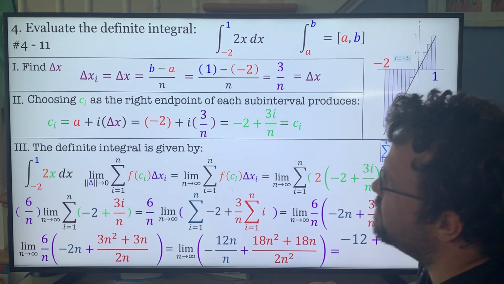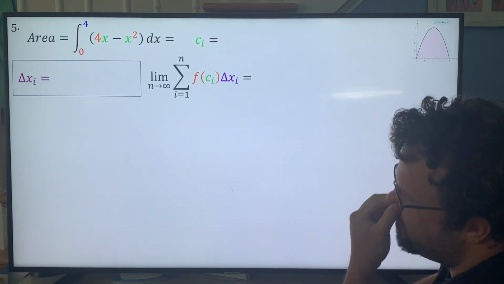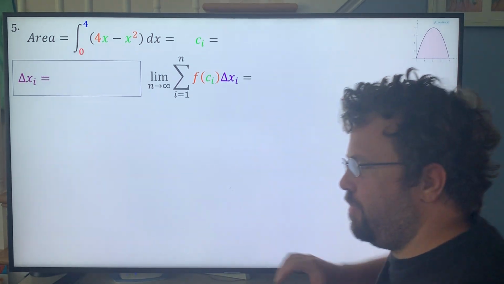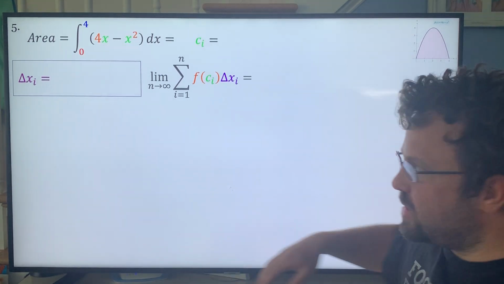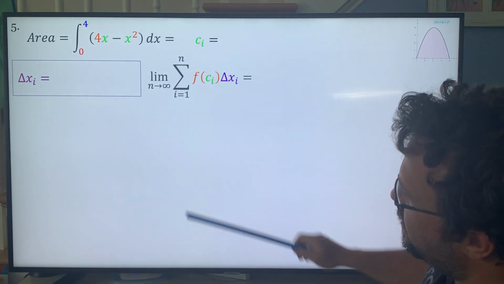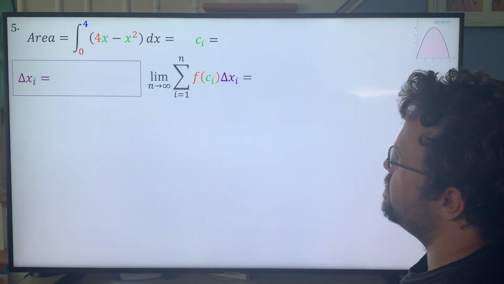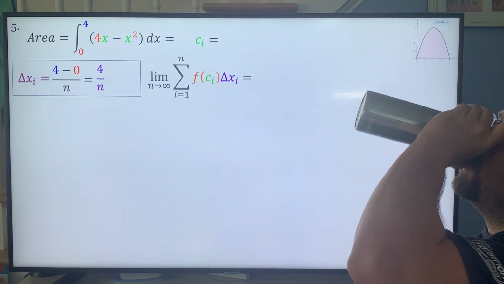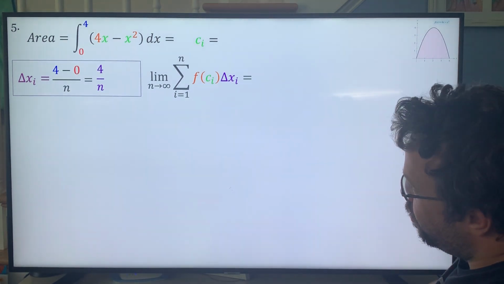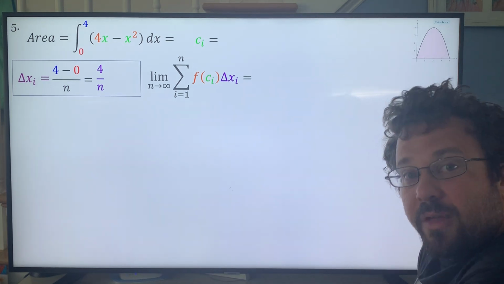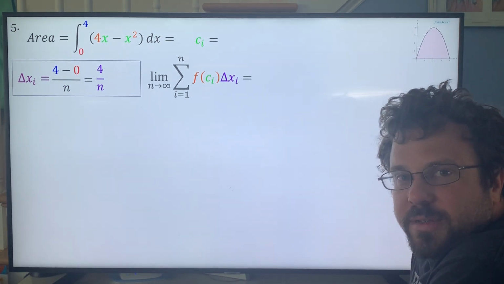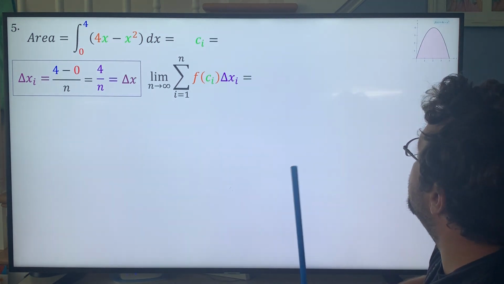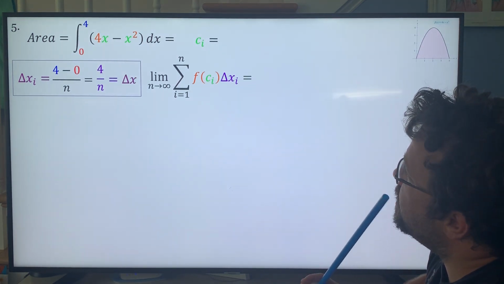All right, let's go to the next one. Ready? You're going to try these on your own. First step, find delta x. 4 minus 0 over n. That wasn't too tough, was it? All right, second up, CI. So let's find CI. How do you think you find CI?